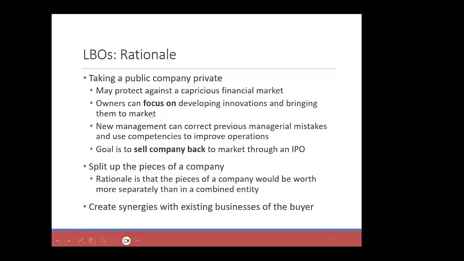And why do they do that? So that a few years down the line, they can again take the firm public. That is the objective. That is the ultimate objective. So why do they take the firm private? So that they can protect against a capricious financial market. They can focus on developing innovations and bringing them to the market. And the goal is to sell the company back to the market through an IPO. See that? This is the goal. So they feel that if we break the company down into smaller pieces, then they would be able to govern them better.